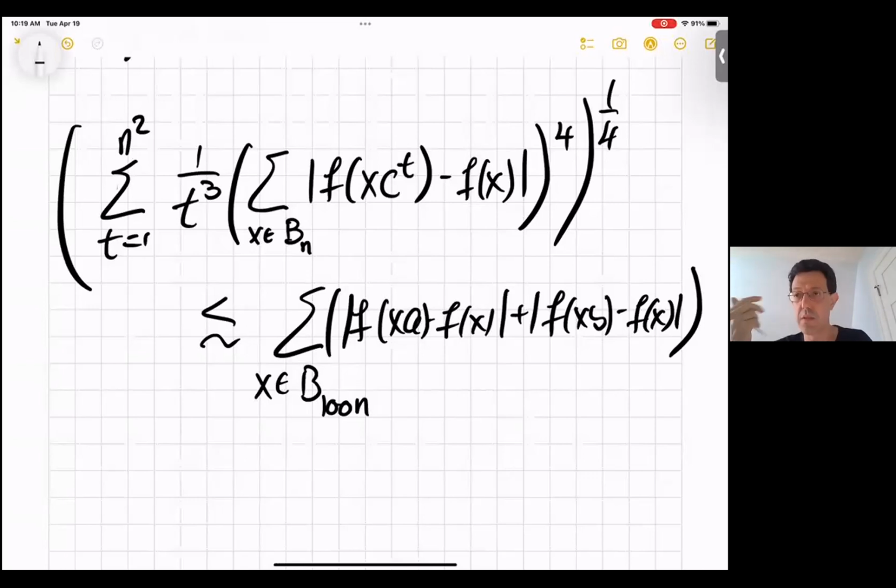You need to sum over x in the ball, which is a little bigger. The radius has a universal numerator factor. Probably factor 10 is enough. The factors just depend on the generating set. Okay, so all of this is equivalent.